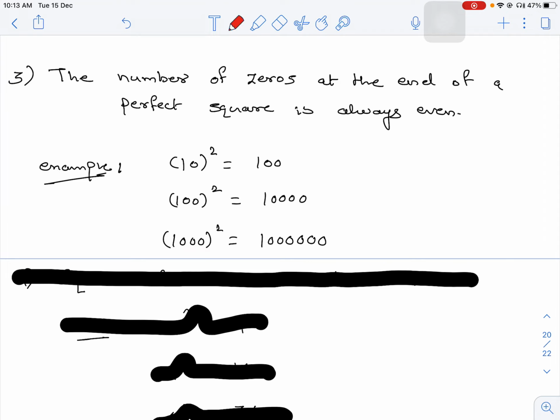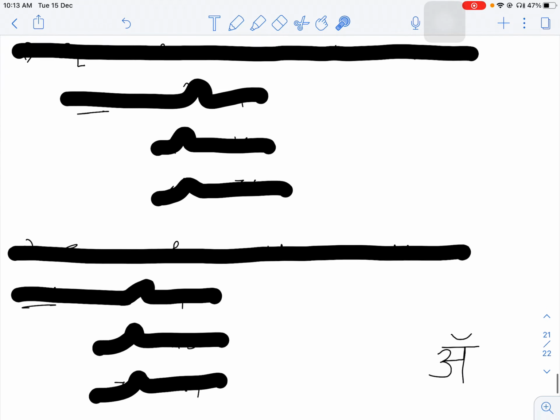Suppose now if we have a number 1, 2, 3, 4, 5 square. So in its square, how many zeros will be there? So double of this one. So 5 twos are 10. So there will be 10 zeros in that number. Okay. Now next property.